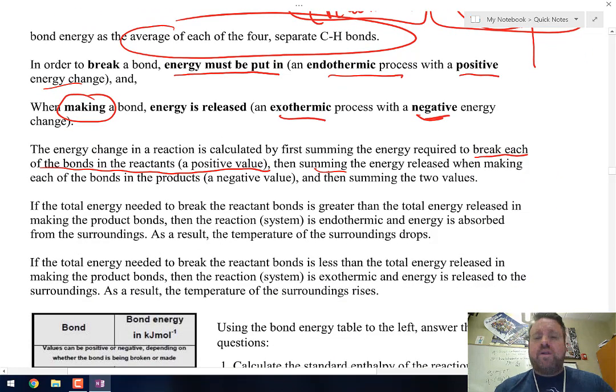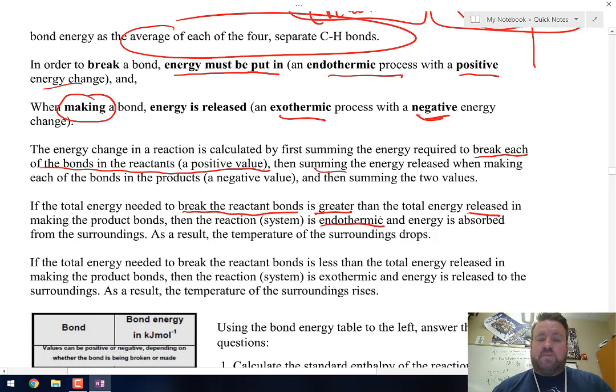Okay, but that absolutely is a great way to calculate the enthalpy change, taking the energy of the bonds that are broken and then subtracting the energy of the bonds that are formed. Now if the total energy needed to break the bonds is greater than the energy released, then of course it's endothermic.